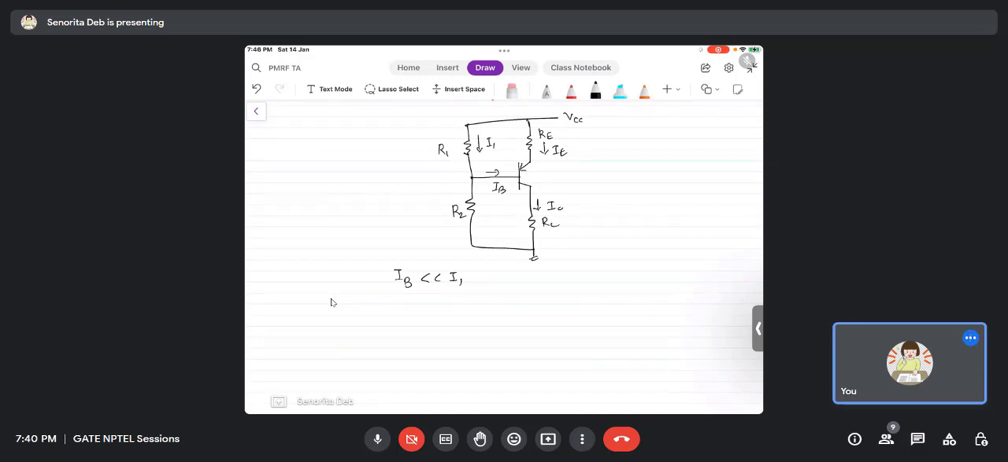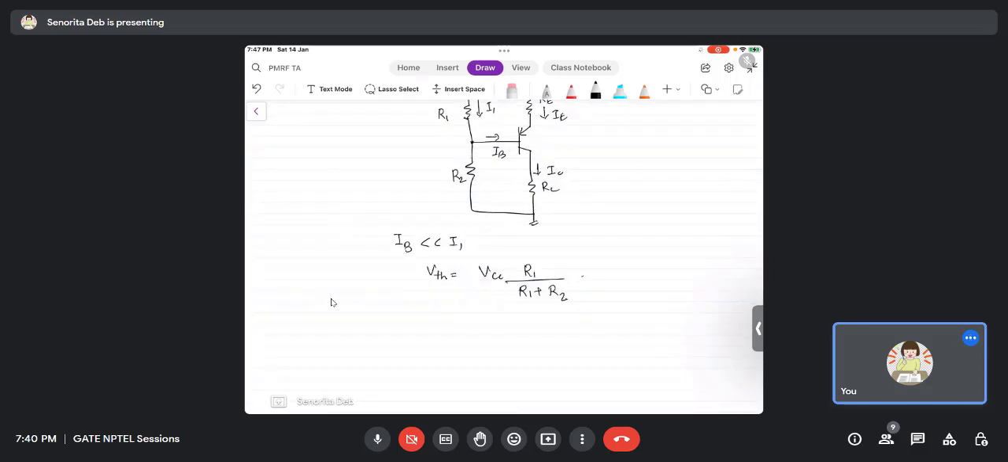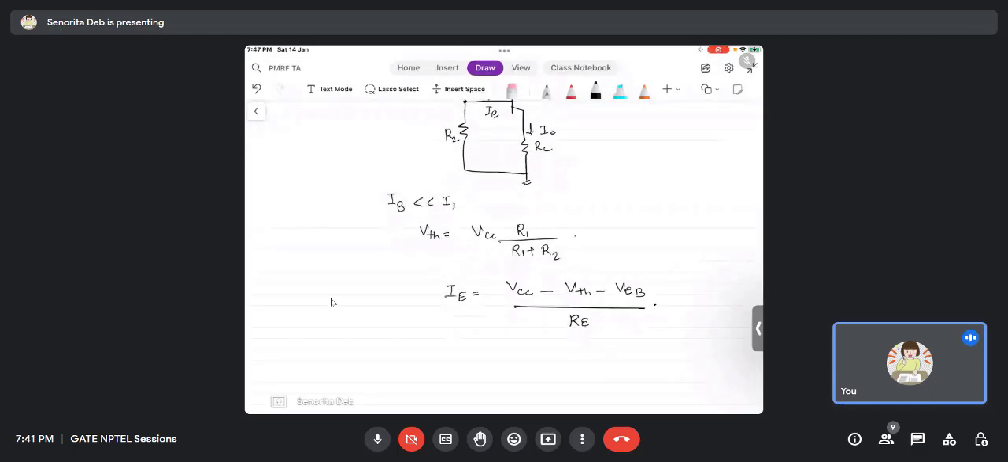We have VTH as VCC times R1 by R1 plus R2. And the value of IE will now be VCC minus VTH minus VEB, divided by RE. Now if you put in the values, you will get VCC times R2 by R1 plus R2 minus VEB, times 1 by RE, as IE.